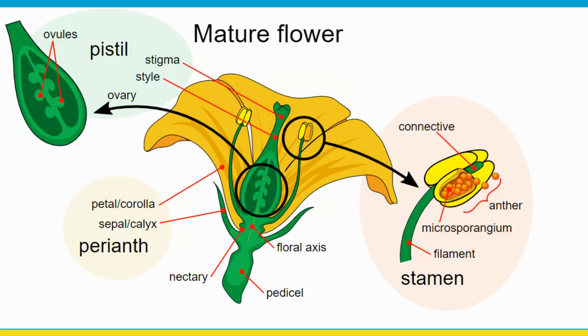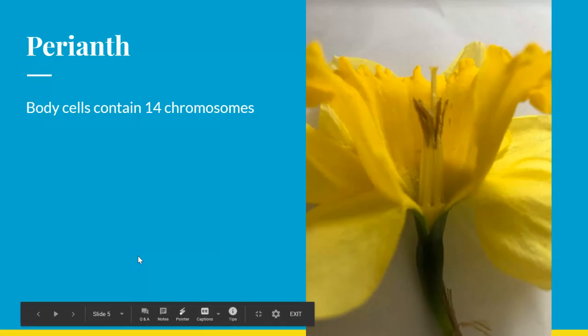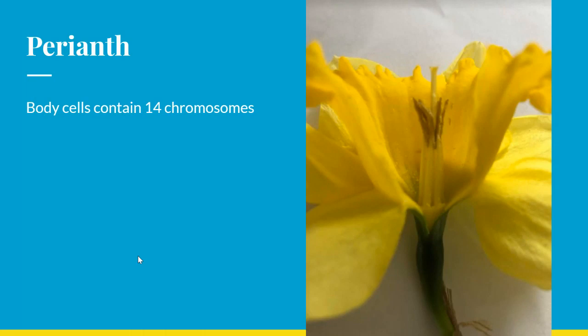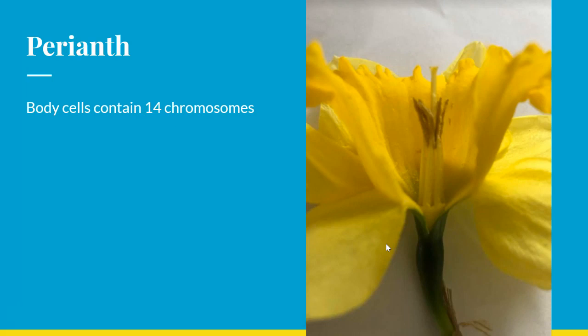So the first structure we're going to take a look at here is the perianth around the flower. And the perianth deals with the tepals here in yellow. These are all the tepals. Now these are considered to be body cells. The sex cells have half the chromosome number. The cells of all the perianth, of all these tepals here, contain 14 chromosomes, depending on the variety of daffodil. But we're going to go with 14 chromosomes.